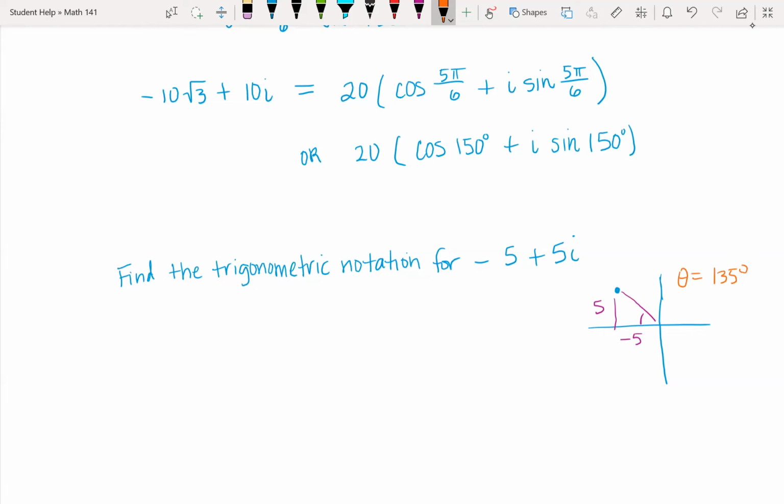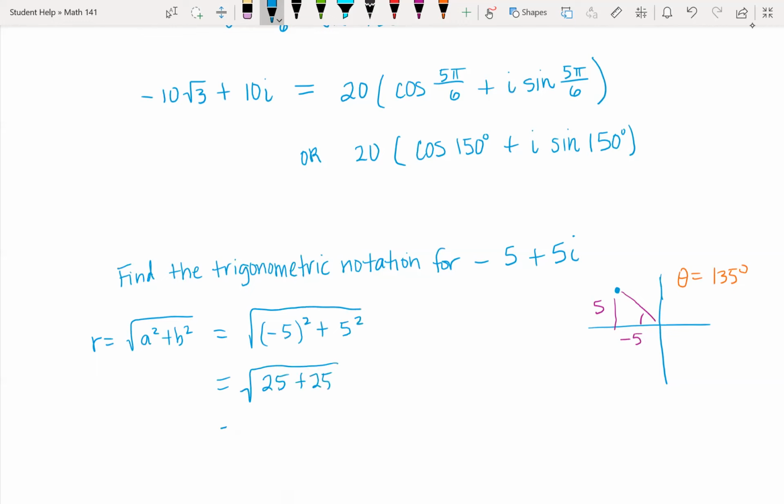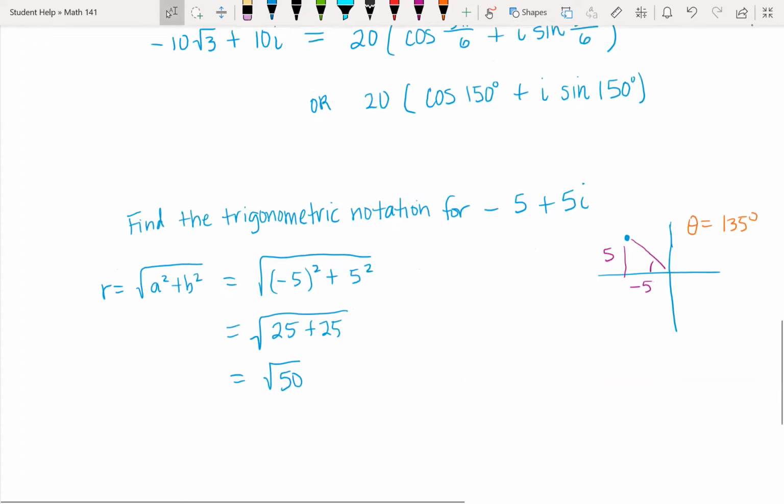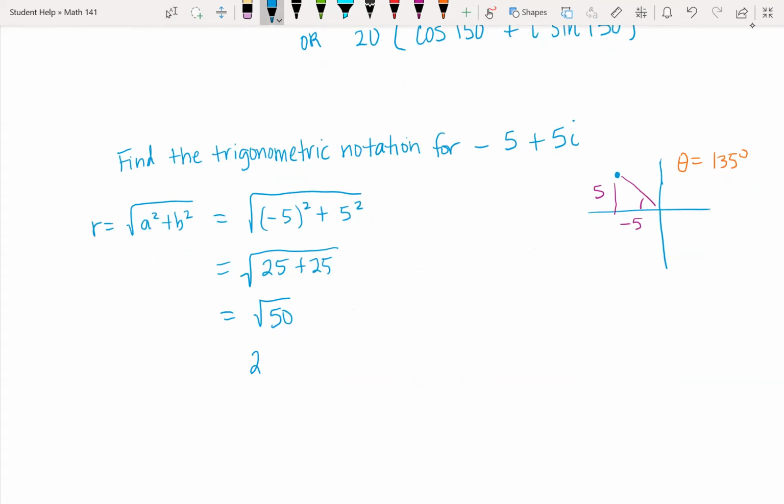So we want to start by finding r. r is going to be the square root of a squared plus b squared, or -5 squared plus 5 squared, which is 25 plus 25. So r is the square root of 50, which simplifies to 5 times the square root of 2.